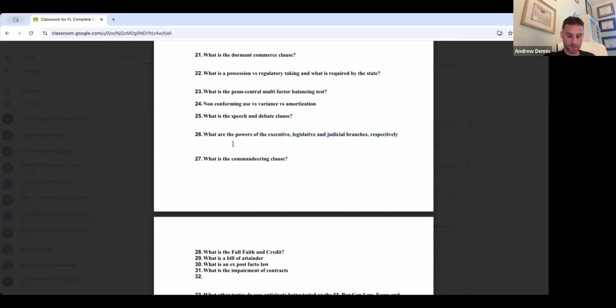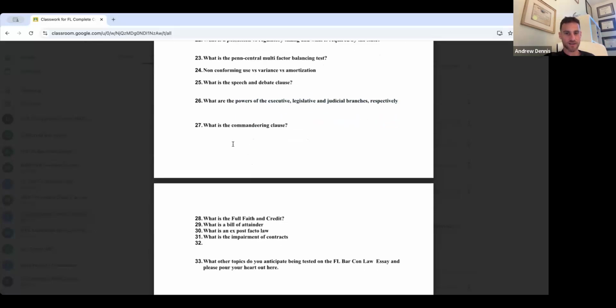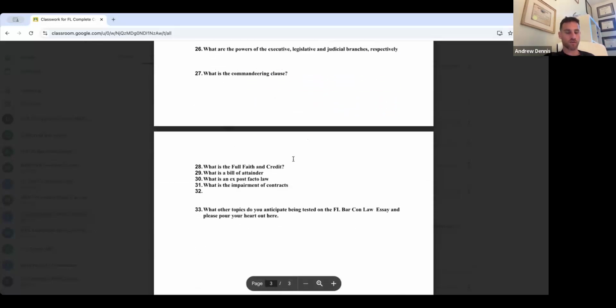Commandeering clause, like the federal government cannot commandeer, they cannot force the states to enact legislation. It's really not tested that much on Florida essays. Full faith and credit, not tested too much. It just means like Florida has to accept the rulings of Georgia.